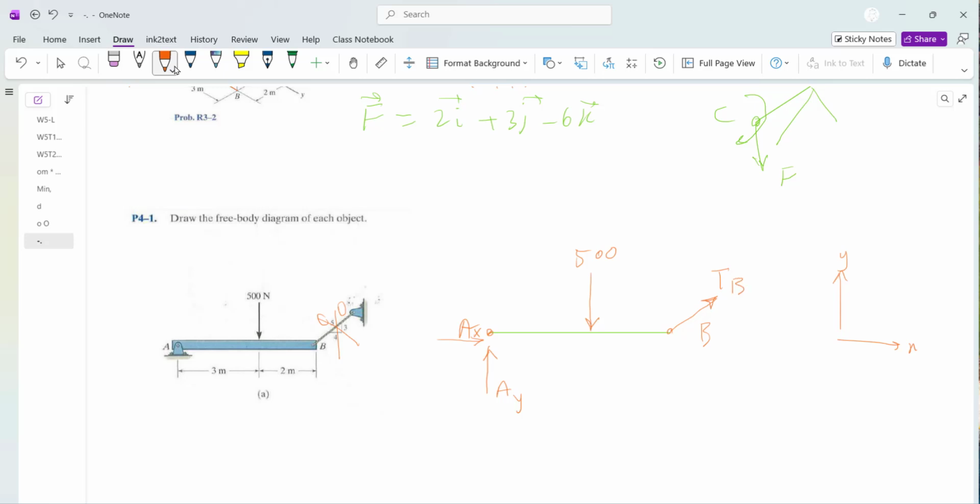All right, and we know that the cable can only resist in the axial direction. So that is why I replace this one with the same direction. Now, this is the free body diagram.